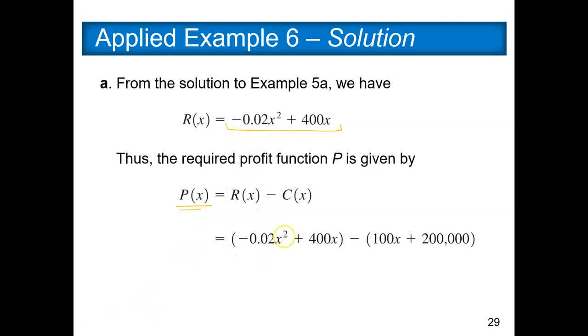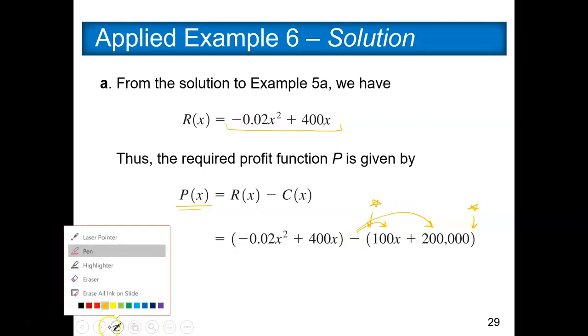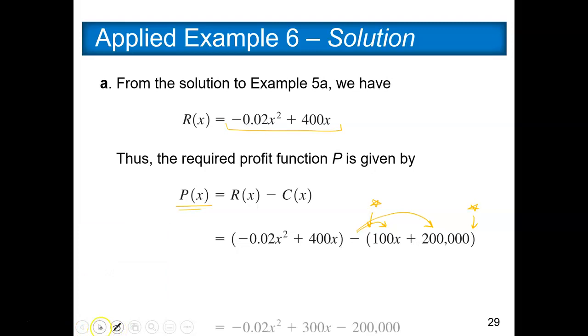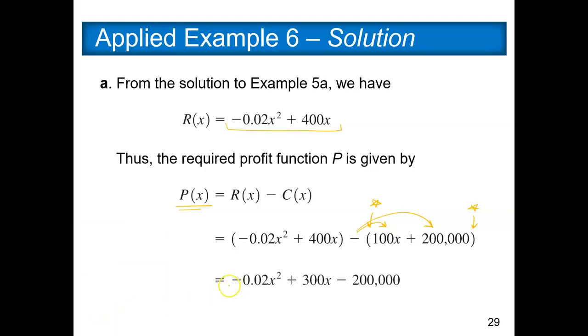Putting these two polynomials together, making sure to use the parentheses, is going to be extremely important. So make sure the negative is distributed to both the terms. I don't want to erase the slide, I want to move forward. And so our profit function is this quadratic facing down.